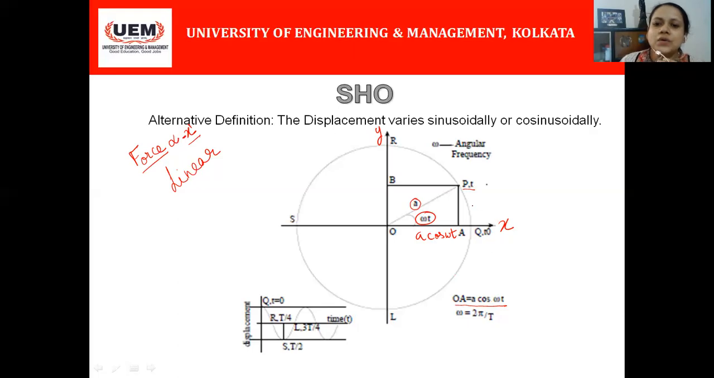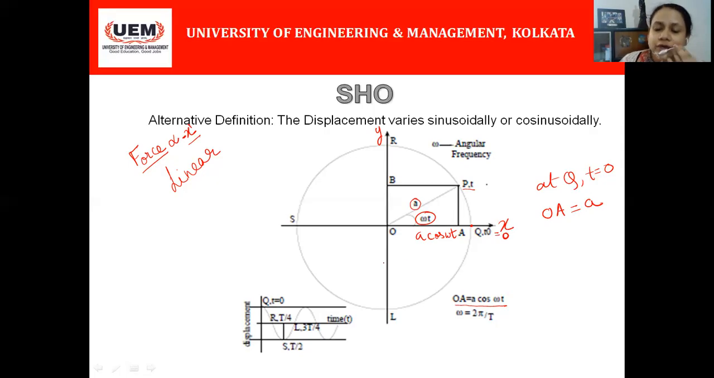Okay. Now let's say the particle is at position Q at time t0, which we choose to be the initial time or the zero of time. So the particle is at position Q at the initial time. If t is 0, what is OA equal to? If t is 0 at Q, OA is equal to A, correct?